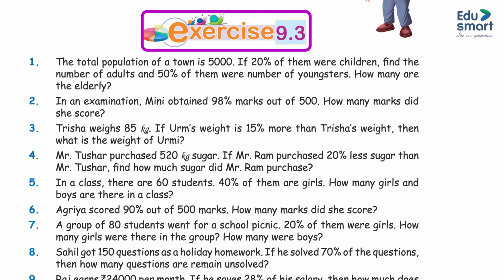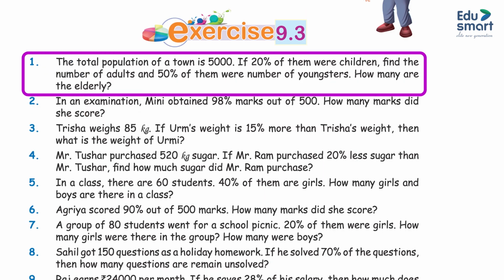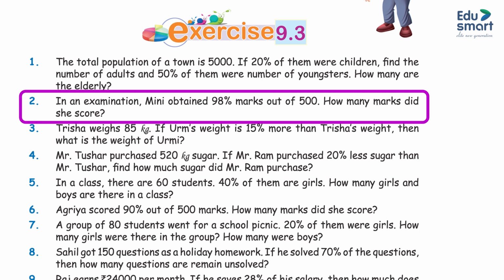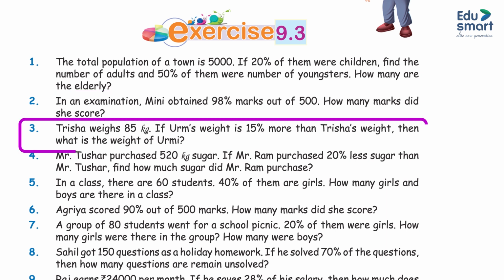Exercise 9.3. Question 1. The total population of a town is 5,000. If 20% of them were children, find the number of adults, and 50% of them were youngsters. How many are the elderly? Answer 1500. Question 2. In an examination, Minnie obtained 98 marks out of 500. How many marks did she score? Answer 490. Question 3. Trisha weighs 85 kg.